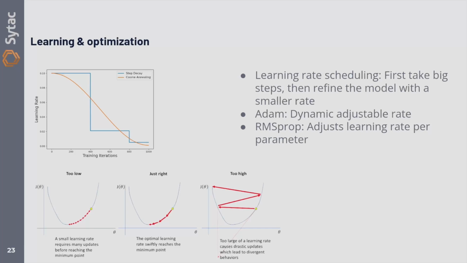Learning rate schedules. Basically, you start with a high learning rate to make big steps at the start, and then slowly decrease your learning rate to make sure that the model can fine-tune. Adam can do dynamically adjustable learning rates. You can do a learning rate per parameter. Super expensive, but can be effective.